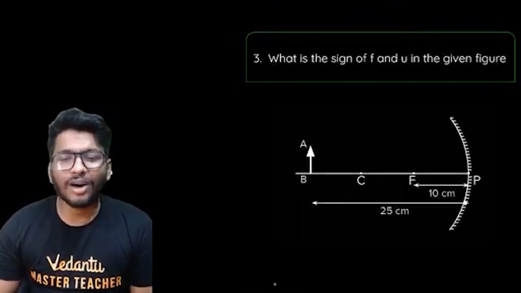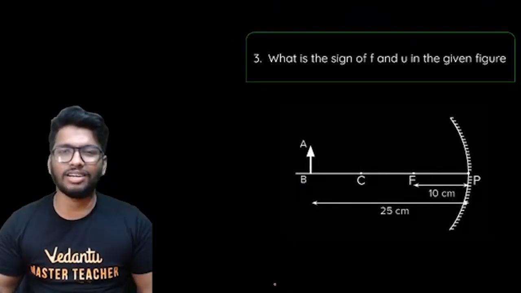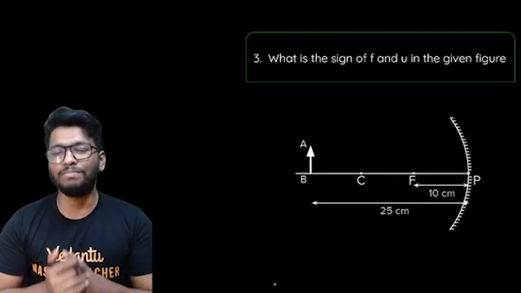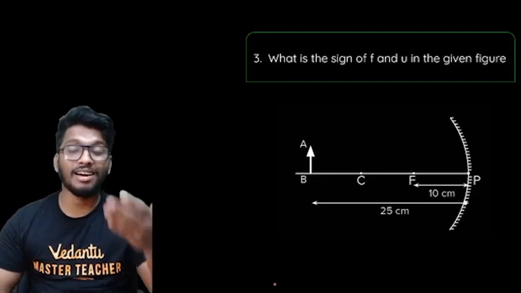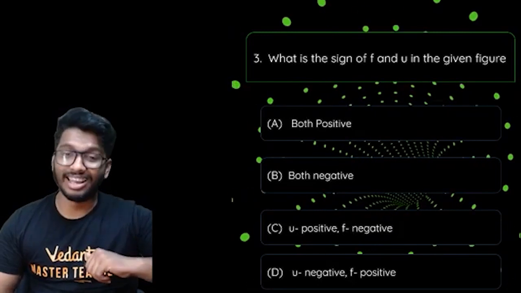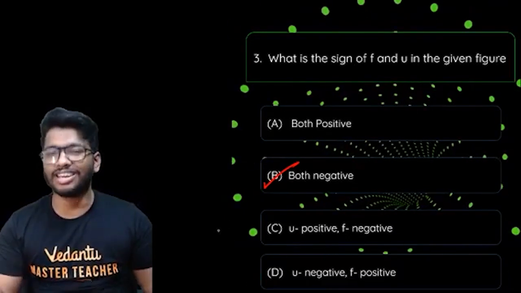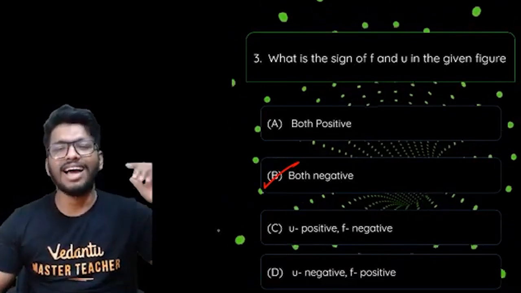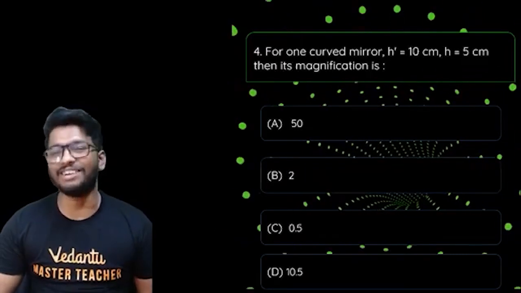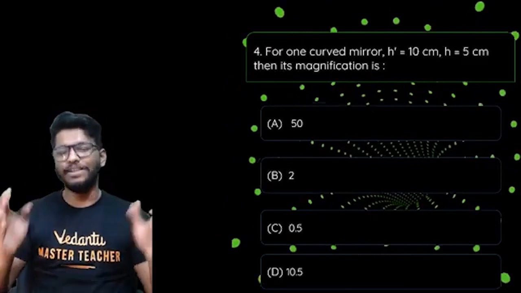Third question is, what is the sign convention of u and f in the given figure? It's a concave mirror, so what will be the sign convention of both the focal length as well as the object distance, which apparently is 25 and the focal length is 10? The answer is going to be negative. Both are negative because both of them lie in front of the mirror. In a concave mirror, both of them lie in front of the mirror and hence both of them would be negative. Very simple question. Fourth question. I know all the questions are very simple, guys. You just need to focus a little and you'll be able to do it very easily.